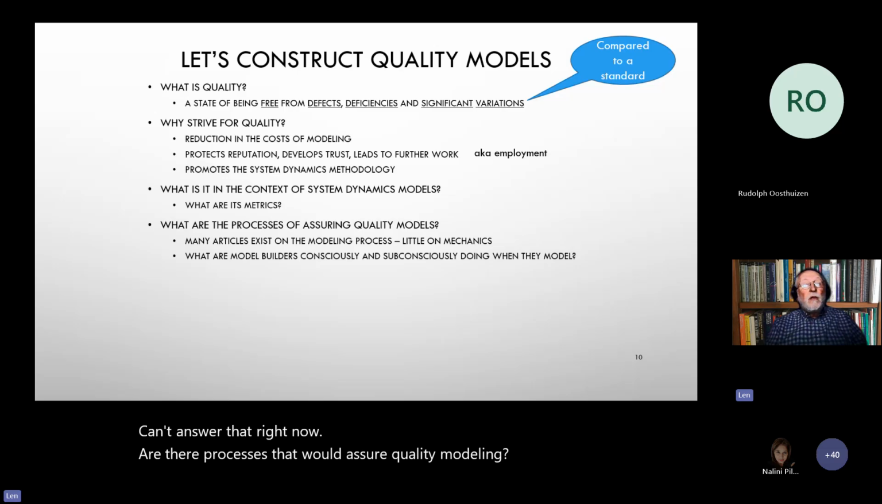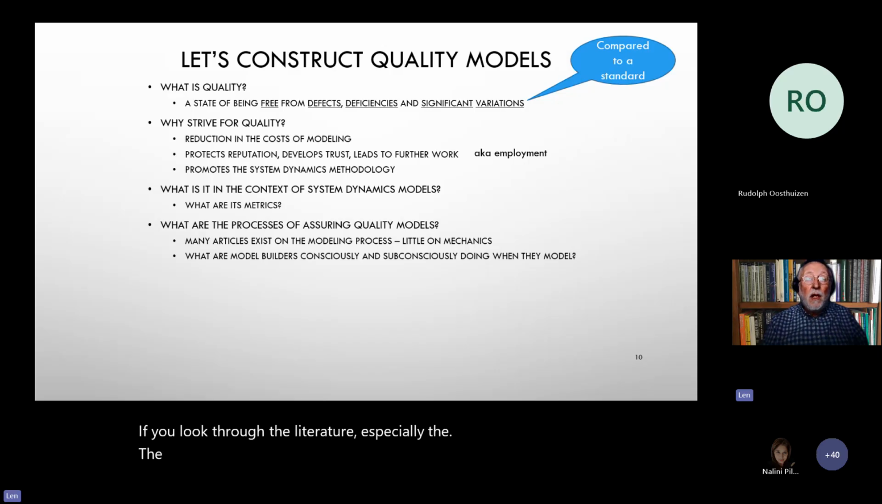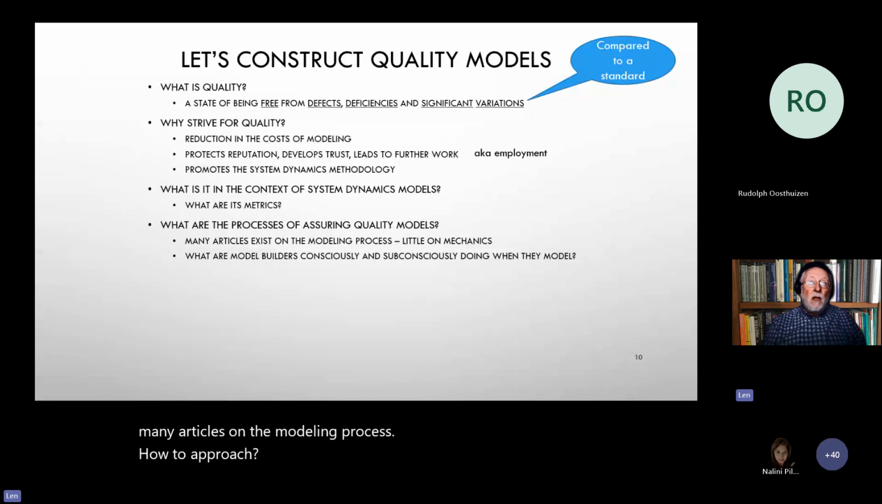If you look through the literature, especially the System Dynamics Society bibliography, which I highly recommend, it's got somewhere over 11,000 references. You'll find many articles on the modeling process, how to approach clients and stakeholders, how to record what it is they're telling you. But there's very little on mechanics.